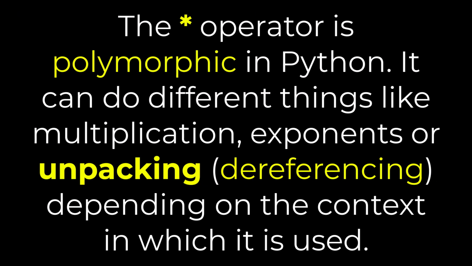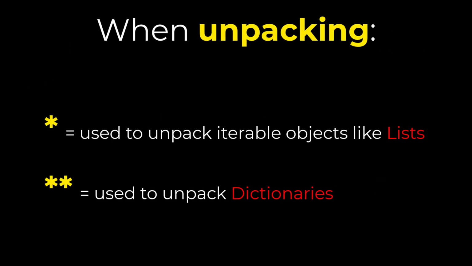The asterisk operator is polymorphic in Python. It can do different things like multiplication, exponents or unpacking, which might sometimes be called dereferencing, depending on the context in which it is used. When unpacking, a single asterisk is used to unpack iterable objects like lists, whereas a double asterisk, which might sometimes be called a double dereference, is used to unpack dictionaries.